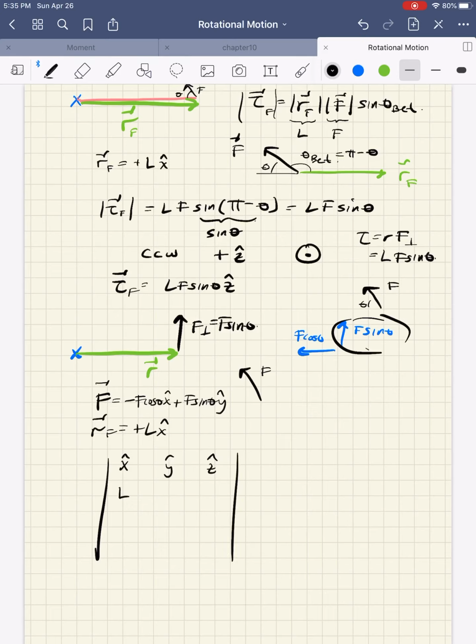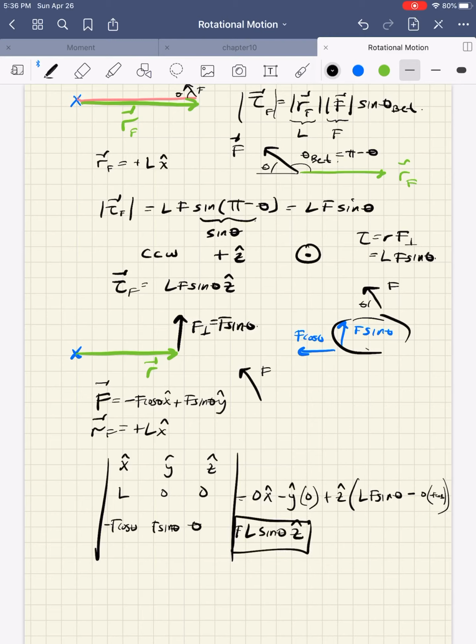R would have been L, 0, 0. F would have been minus F cos theta, F sine theta, 0. And this would have been equal to, actually would have been 0 in the x hat, minus y hat, 0 also, plus z hat, L F sine theta minus 0 times minus F cos theta. So this would have been L F sine theta z hat as well, coming out of the determinant.